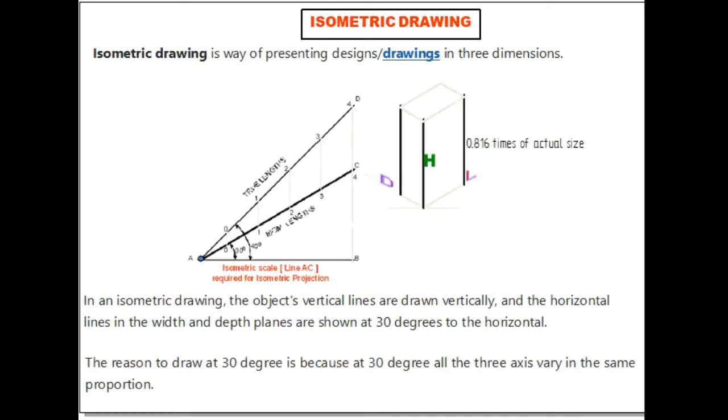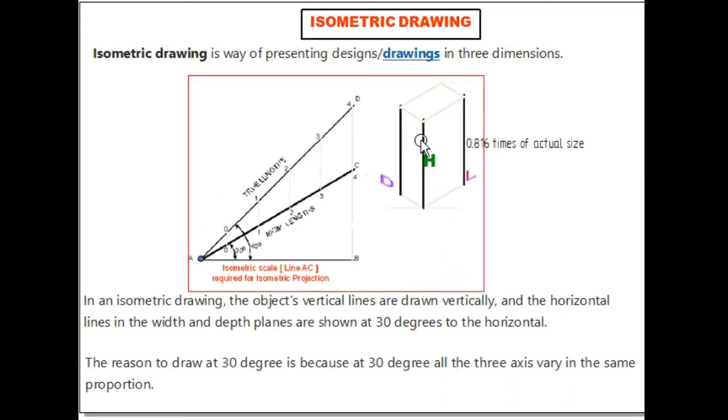I welcome you all for today's class on isometric drawing. Isometric drawing is a way of presenting designs or drawings in three dimensions. In isometric drawing, the object's vertical lines are drawn vertically, and the horizontal lines in the width and the depth planes are shown at an angle of 30 degrees to the horizontal.